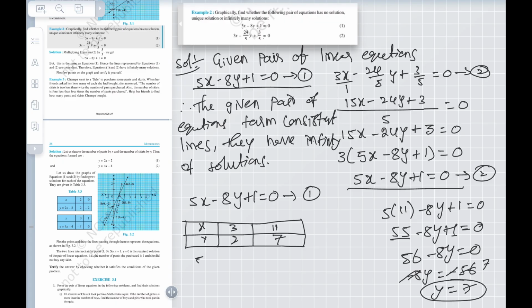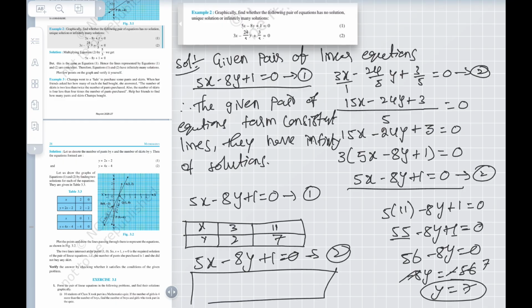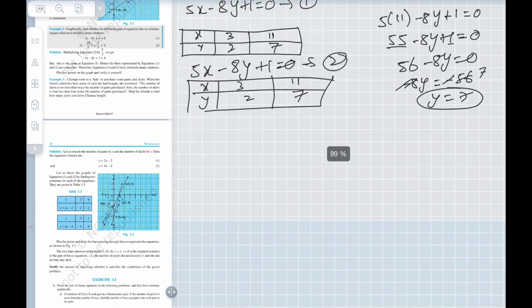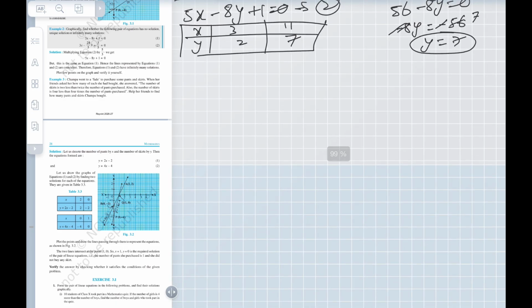And what about the second equation? Also the same, minus 5x minus 8y plus 1 equals to 0. So this is equation 2. The same points. Since these two are coincident lines, we don't want to identify the points again. Just 3 comma 2 and 11 comma 7. For these equations, let us draw the graph now. Since these two are coincident lines, all those points are simple: 3 comma 2 and 11 comma 7.